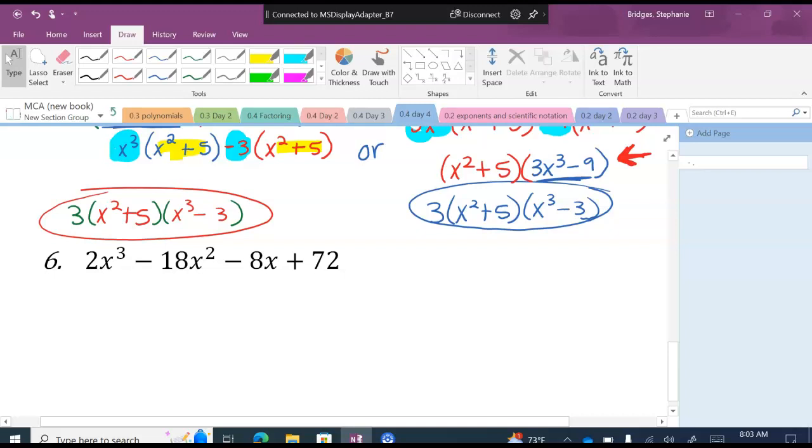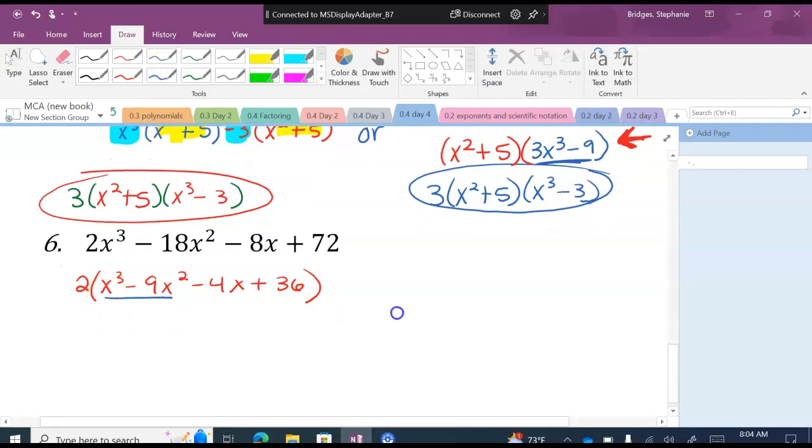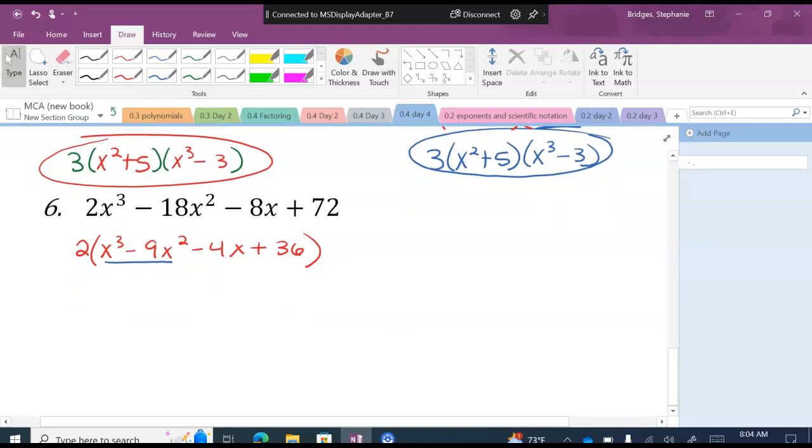Okay. What is it that all 4 of our terms have in common? A 2. Okay. So I'm going to divide each term by 2 first. What is that, 36? Okay. Then we can focus on what we have here. What do those 2 terms have in common? X squared. And if I divide that by x squared, I'm left with x minus 9.